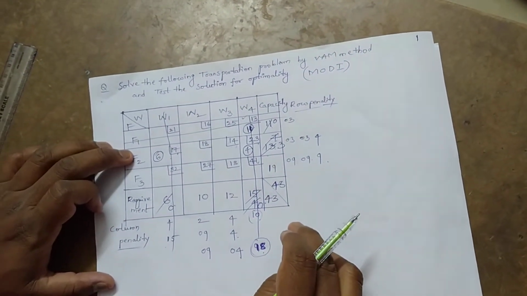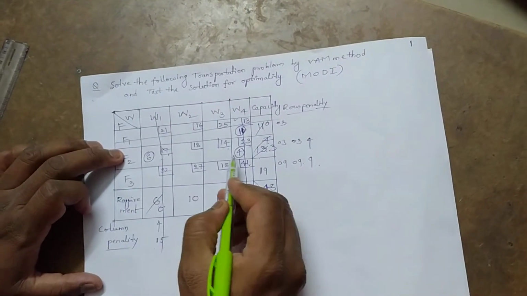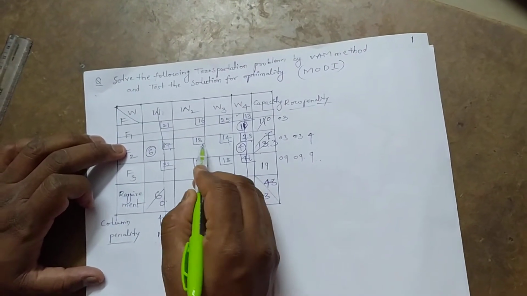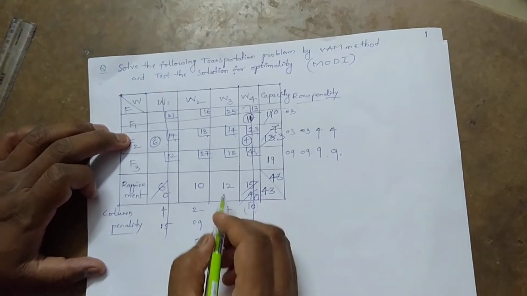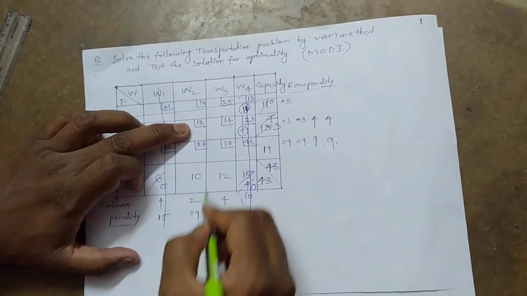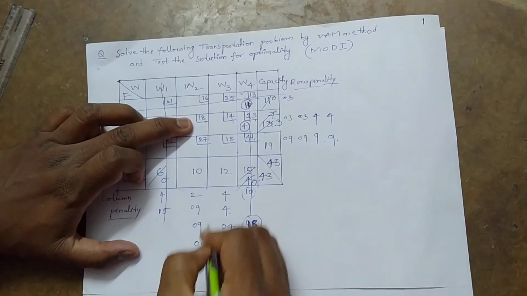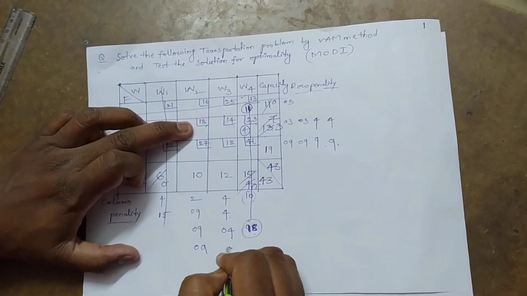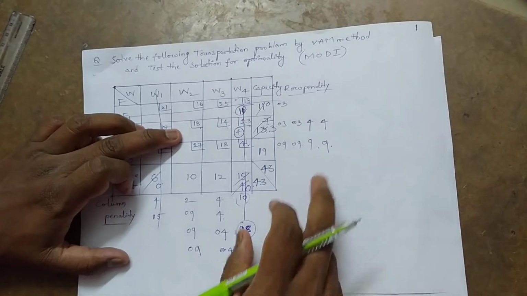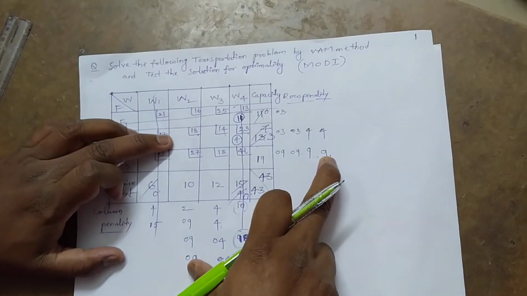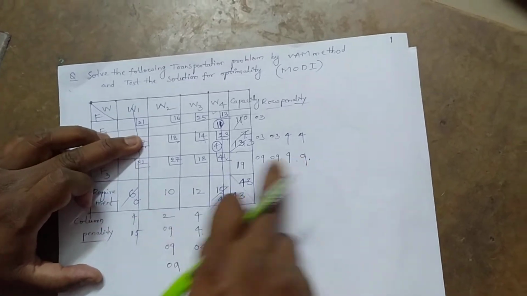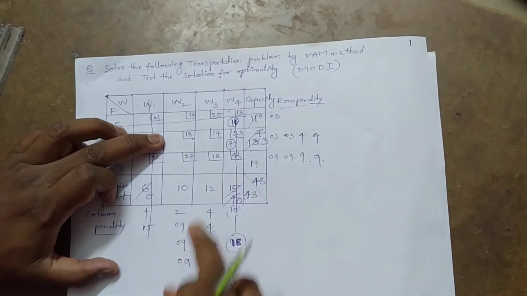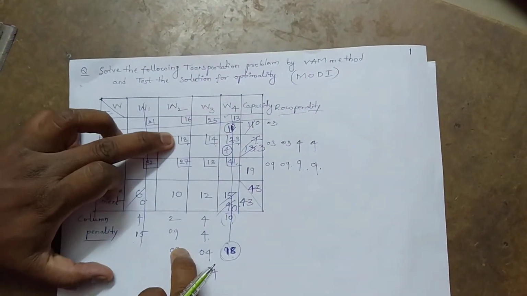Now here we are left with only 14, 18, again 4, 18, 17, 9, and here for column penalties 18, 27, 9 and 14, 18, again 4. Now again there is a tie between 9 and 9. Now if you choose this particular row, where is the least cost? 18. If you choose this particular column, again the least cost is 18.